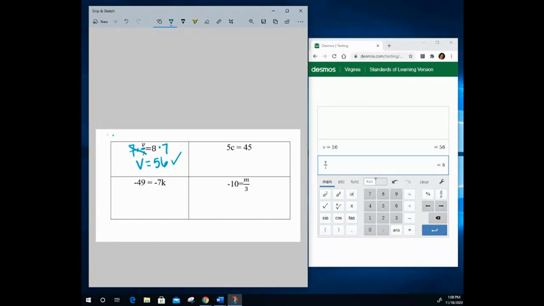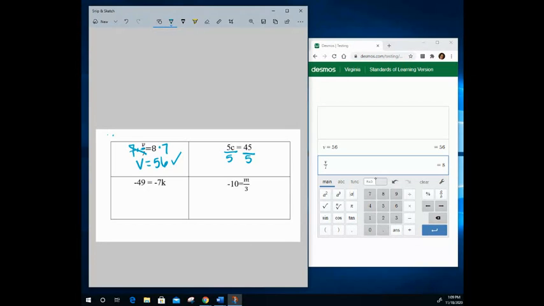Looking at our next problem, we have 5c equals 45. First step, what is our variable? C. What is attached to C? It's this 5, and whenever you have a coefficient and variable and they're next to each other like that, it means multiplication. So to undo this multiplication of 5, I'm going to divide by 5. I'm going to show that with the division bar. I'm going to divide by 5 here, and whatever you do to one side, you have to do to the other to keep the equation balanced.